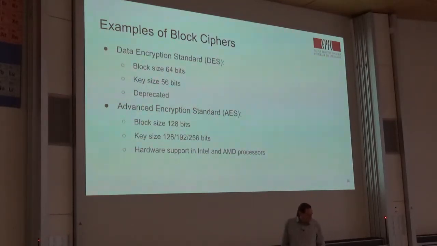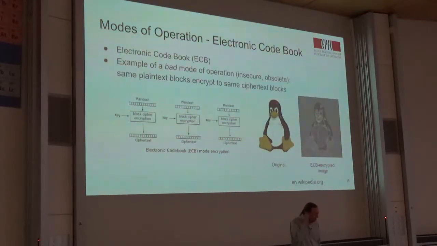So now, DES was basically replaced with the Advanced Encryption Standard, AES, which is also a block cipher that uses larger blocks, block sizes of 128 bits, and variable key sizes between 128 and 256 bits. And so this is super common, and as a result, it has hardware support in many processors, and so it's very efficient.